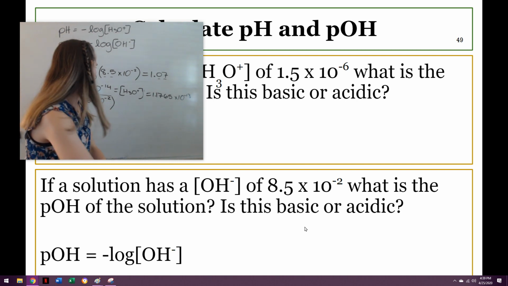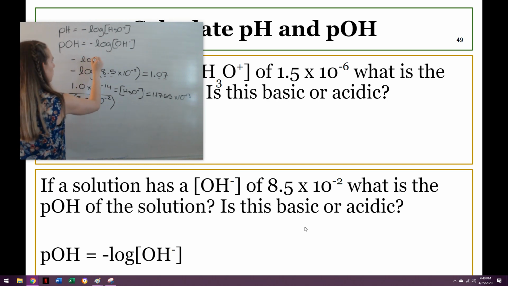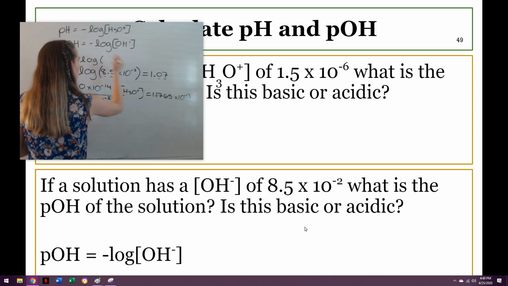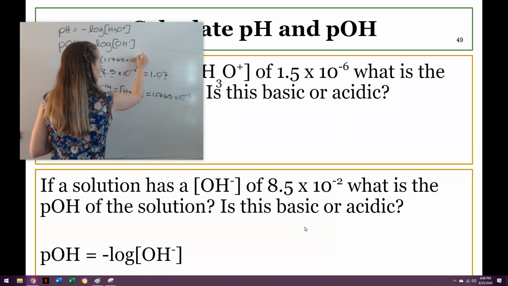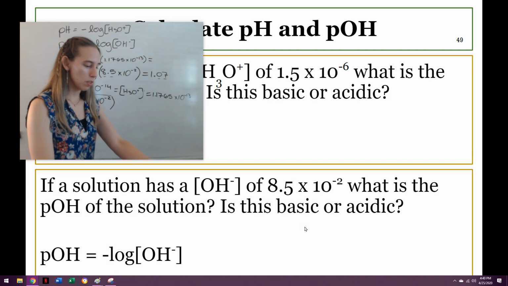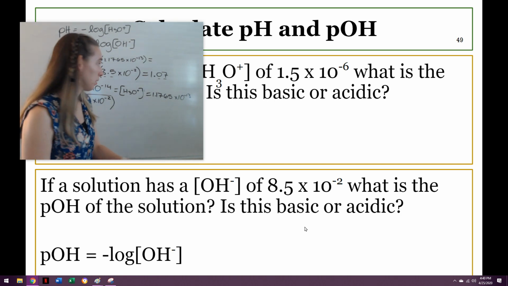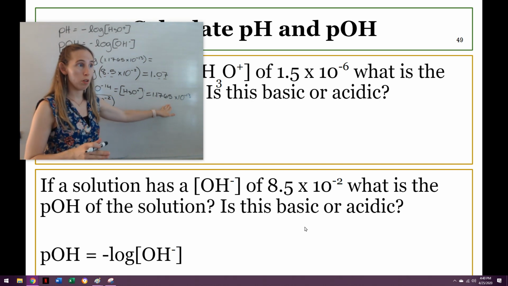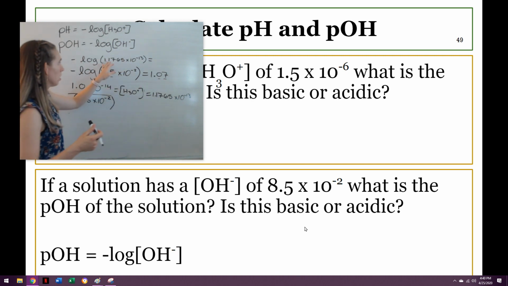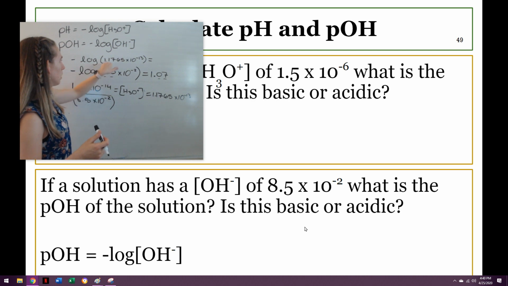So let's go ahead and do that. We have, I'll put it up here, negative log of hydronium, 1.1765. What do we have then? Negative log 1.1765 times 10 to the negative 13. Now this is not accurate sig figs, we're just using more so that we can preserve the accuracy of our significant figures. We still only have, according to here, two significant figures.